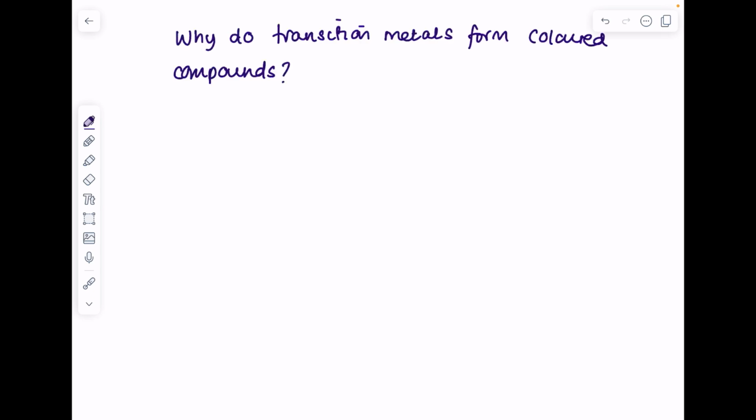Now we've already pointed out that transition metals form coloured compounds, but now we really need to understand why. And it's all due to the splitting of the d orbitals into different energy levels. Because if you remember, what I taught you is that transition metals by definition have incomplete d orbitals, which means there'll always be at least one unpaired electron in their d orbitals.